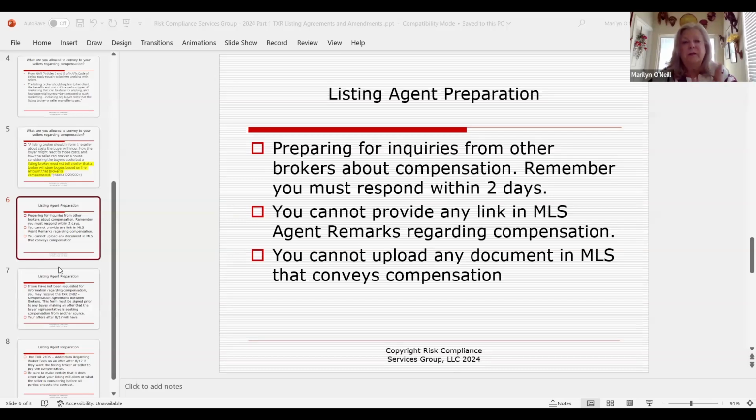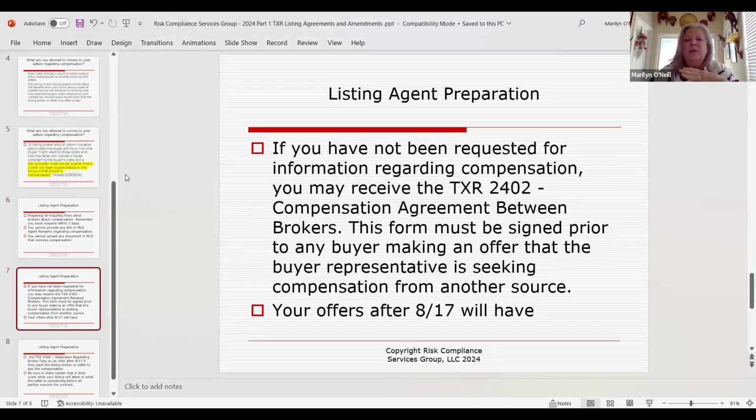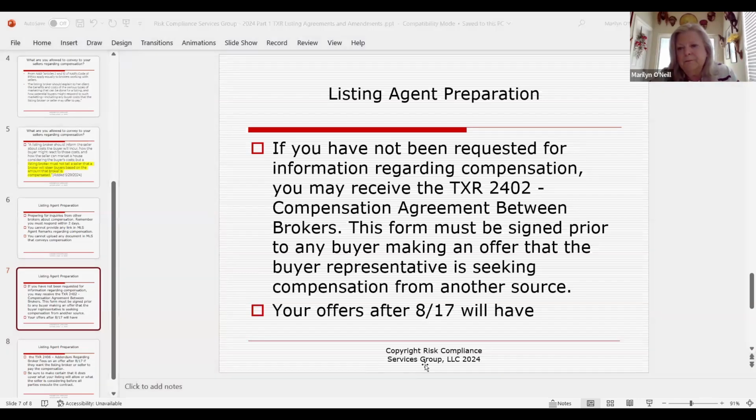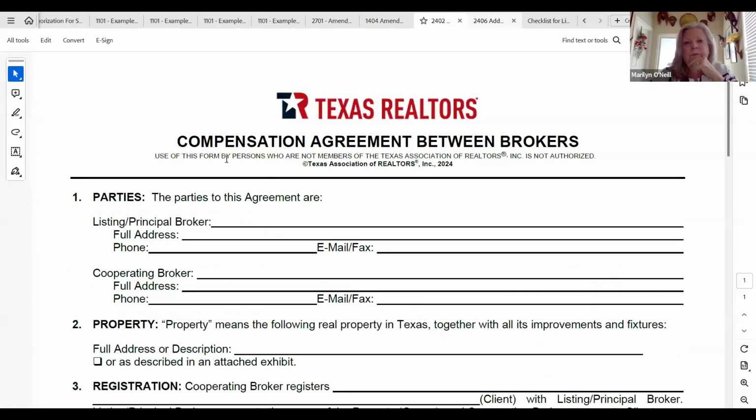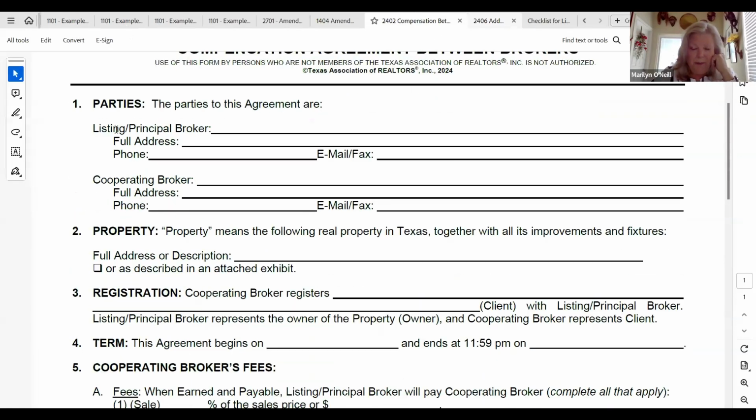I'm going to take you through what this listing agent preparation is all about. If you have not been requested for information regarding compensation as a listing agent, you may receive the 2402. This is what Joe was just making a reference to. Just remember, this is the compensation agreement between brokers. This form would have to be signed and is binding prior to a buyer agent making an offer. I'm going to show you the form real quick. Compensation agreement between brokers. It's only 1 page.